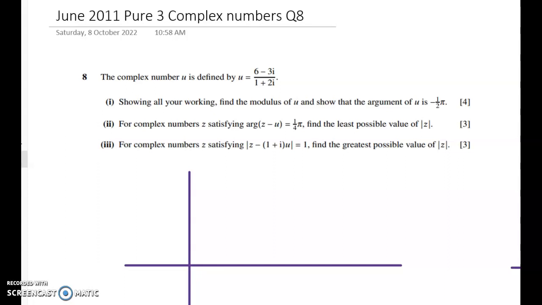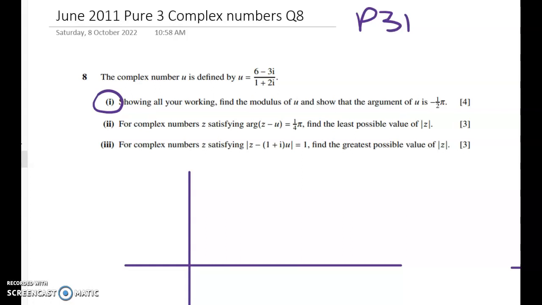Kia ora koutou. This is a nice complex numbers question from back in June 2011, Pure 3, paper 31. Should have said that up there, and it's question 8. If you do this first bit well, the next two bits are not too bad. As usual, the key here is to do a lovely big diagram.